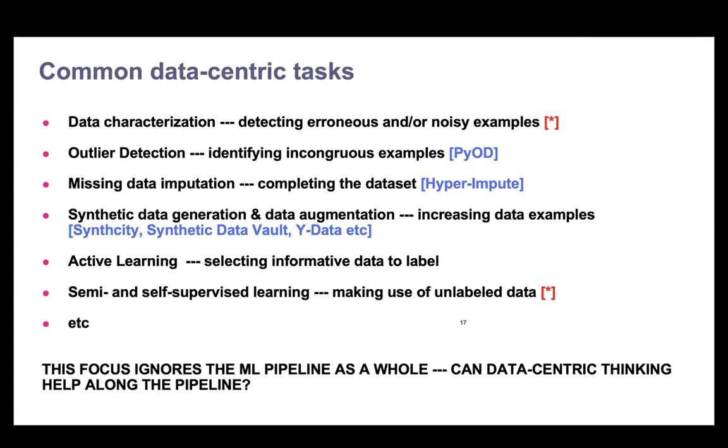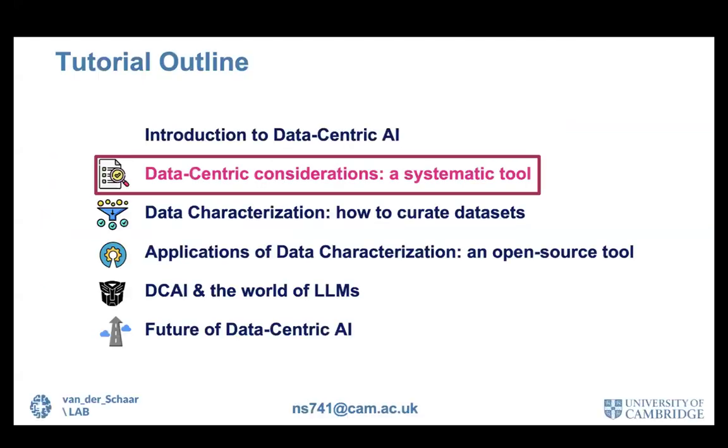And what this does is, it's great from a research perspective, but when we think of practical implementations, it really ignores the machine learning pipeline as a whole. How do all these different pieces interact with one another if you were to actually use them in a pipeline, because you might be using many of these things in conjunction with one another? And can data-centric thinking really help when we start threading these things together, when we start building out an actual machine learning pipeline?